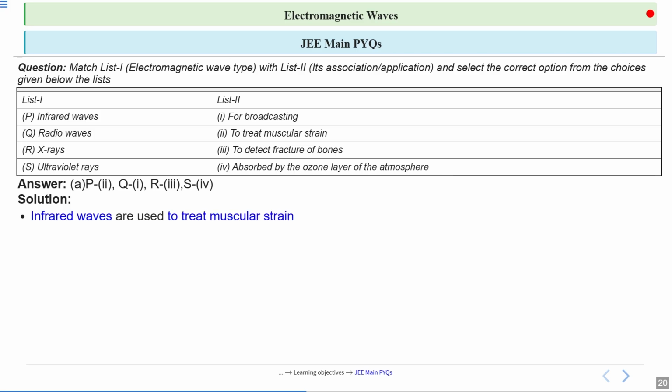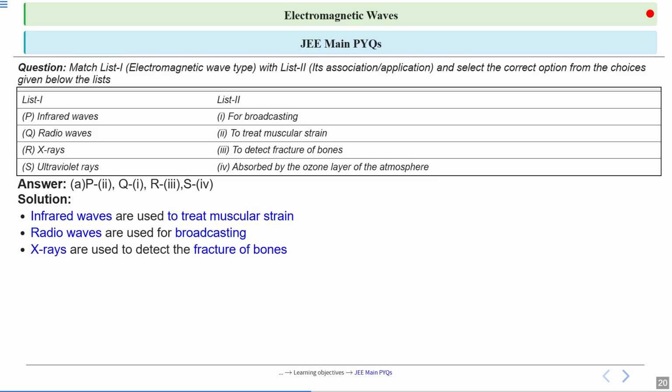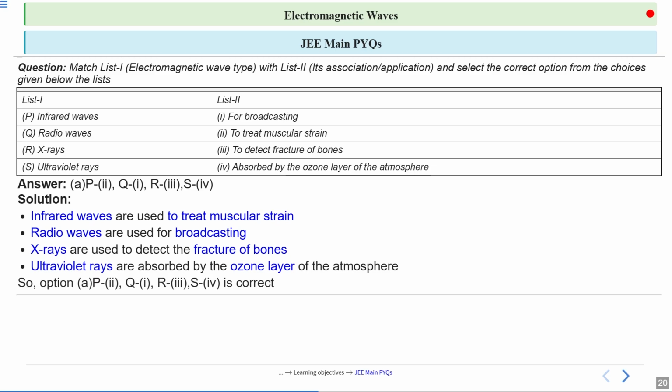So infrared waves are used to treat muscular strains. Radio waves are used for broadcasting. X-rays are used to detect fracture of bones. Ultraviolet rays are absorbed by the ozone layer of the atmosphere. So option A is correct.